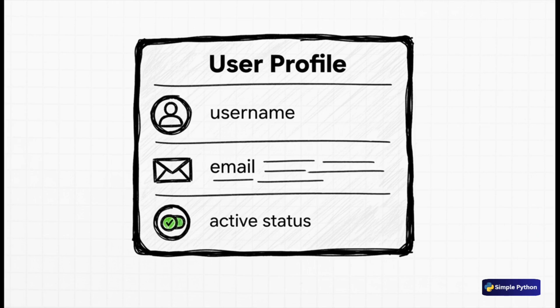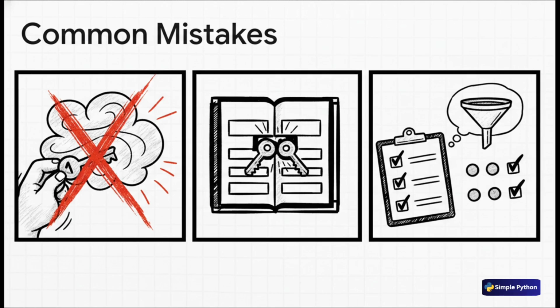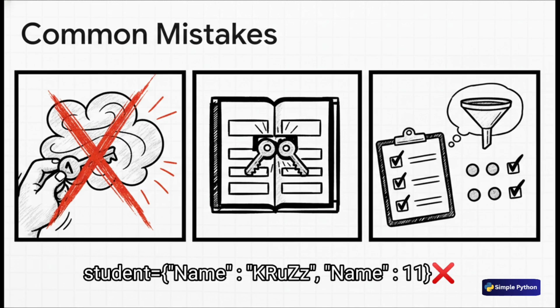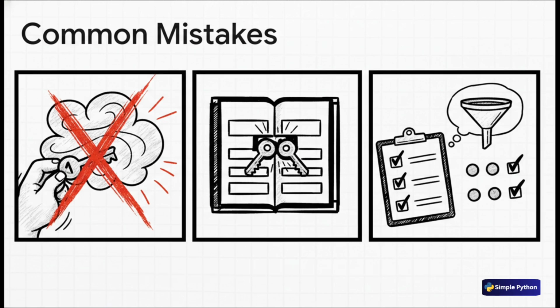Now, as you start playing with these, just keep a few common mistakes in mind. First, don't ever try to access a set element by its index. It's unordered, it won't work. Second, remember that dictionary keys have to be unique. You can't have two name keys in the same dictionary. And finally, if your goal is to get rid of duplicates from a list, converting it to a set is almost always the easiest and most efficient way to get it done.